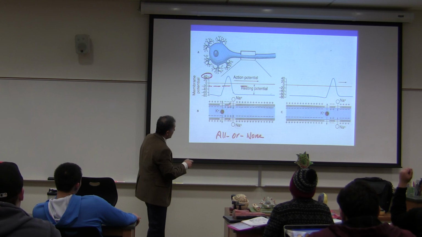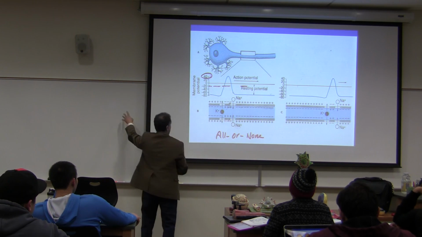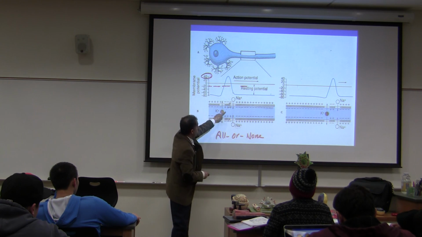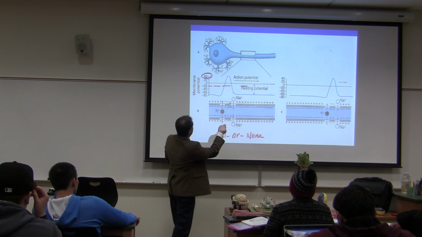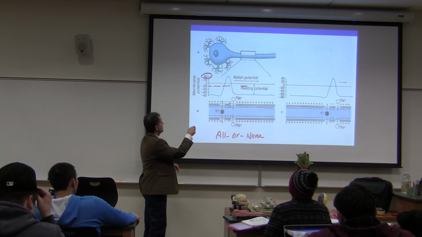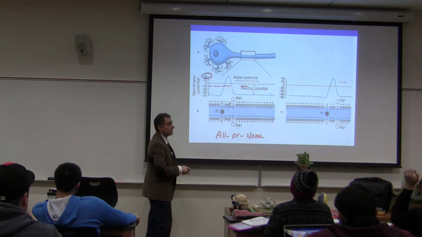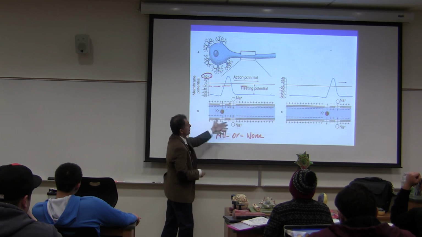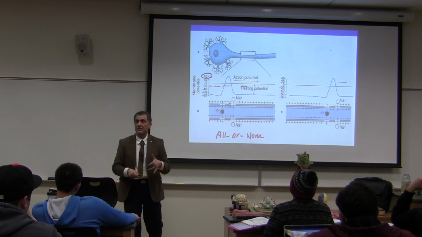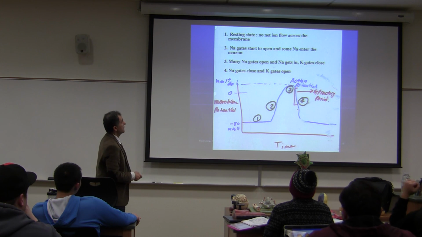Right here, when the inside of the neuron becomes positively charged, as I said, you put an electrode outside and an electrode inside, and then the inside becomes plus 40 millivolts. This is plus, this is minus. I hope I'm making some sense. And that's how it goes toward the end of the neuron. The end of the neuron releases neurotransmitter.